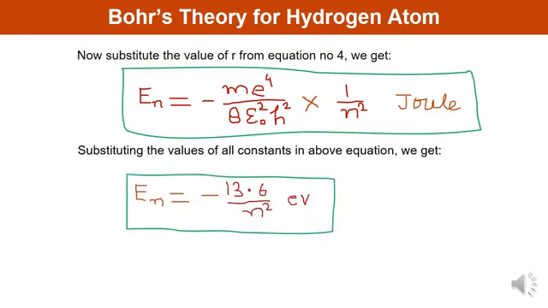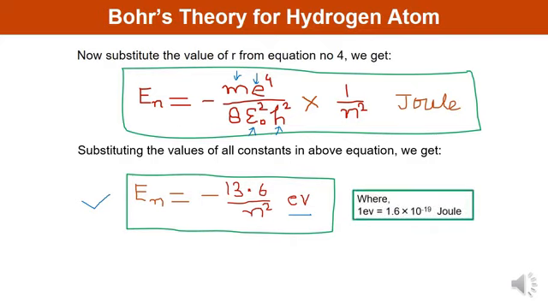Here all the constants m, e, epsilon naught, h, substitute all the constants and simplify. You will get En equals minus 13.6/n² electron volt. Here the unit is electron volt, and the relationship between electron volt and joule is that 1 electron volt is equal to 1.6 into 10 raised to the power minus 19 joule.